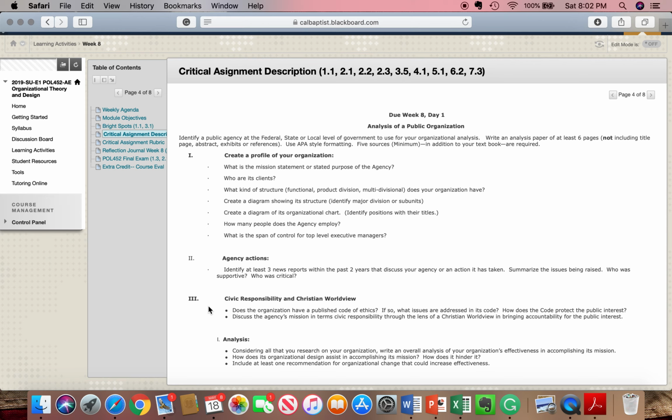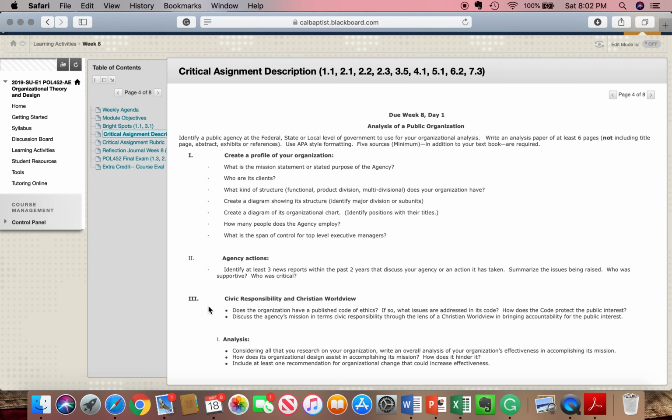So the first portion of this writing is that we're going to profile our organization. You're going to need to describe to the reader who this organization is and what this organization does. So what is the mission statement or the stated purpose of the agency? For many of our public sector agencies, there's going to be some sort of mission statement, goals, or vision statement. Sometimes there's maybe a tweak on words, but they typically have some sort of overall mission of the organization.